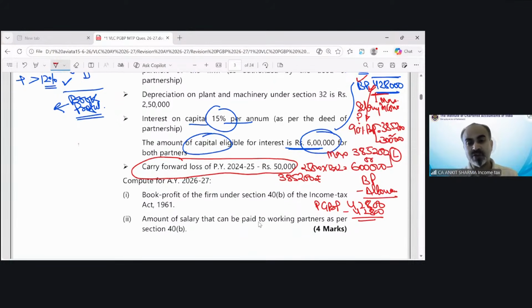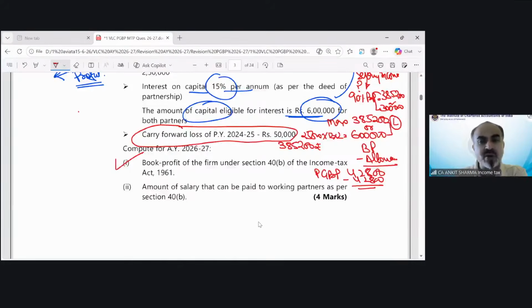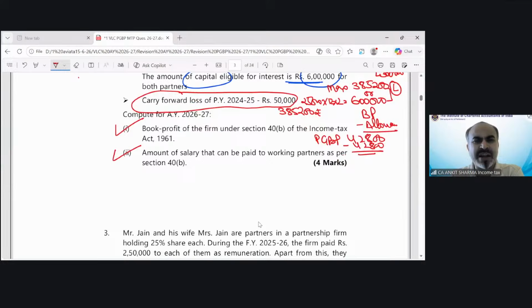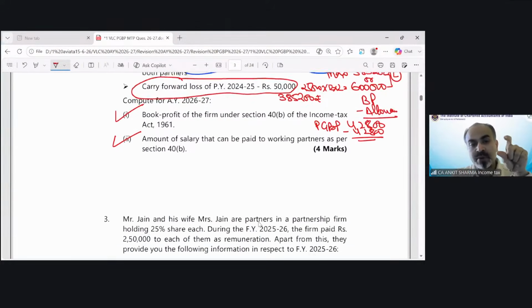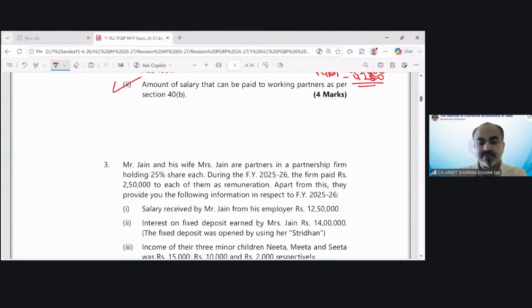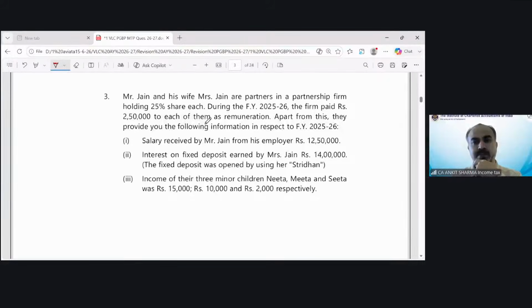So the requirement of the question was book profit. We have found it out, and the amount of salary that can be paid to the working partner also we have calculated. There was no need to calculate this net profit and the set off provision. The question was only point number 1 or 2 and we have solved it. Any problem in this solution, students? Is that clear?